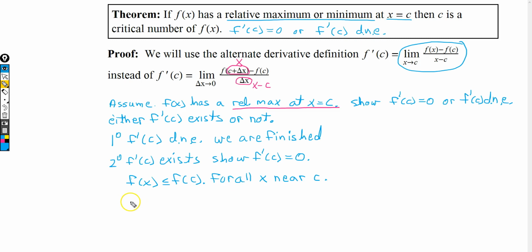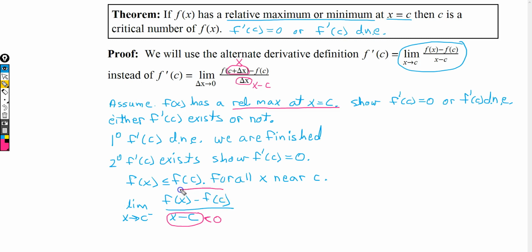So now let's look at the limit definition. So f prime of c, well, we're going to look at the left and right hand limits. So let's consider the left hand limit first. Now, if we look at the left hand limit here, we know that this part right here is going to be negative, because if x is approaching c from the left, that means x is smaller than c, so x minus c will be a negative number.